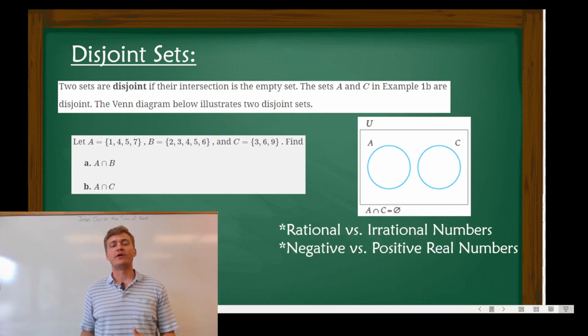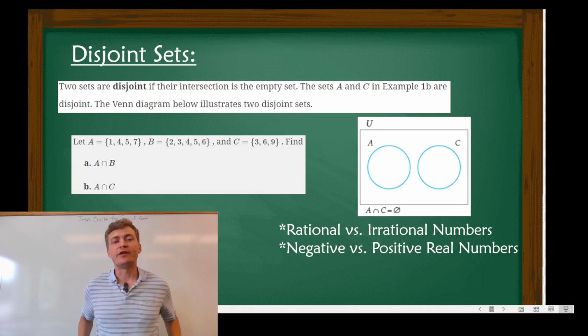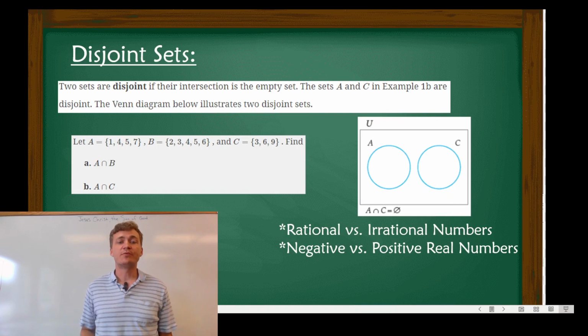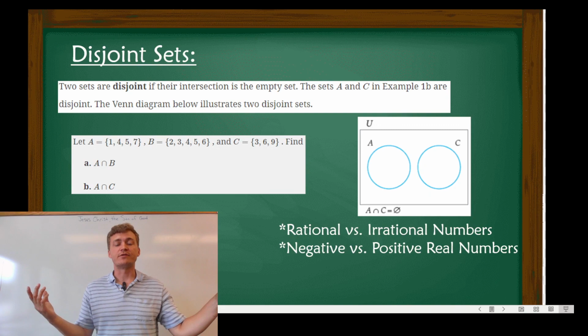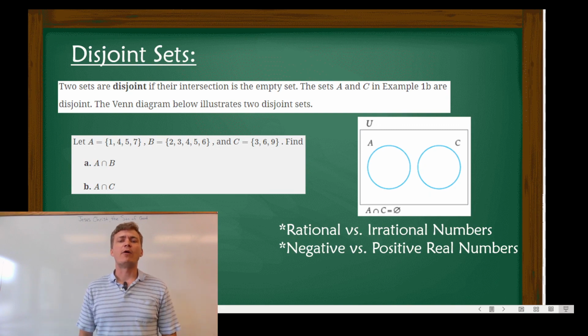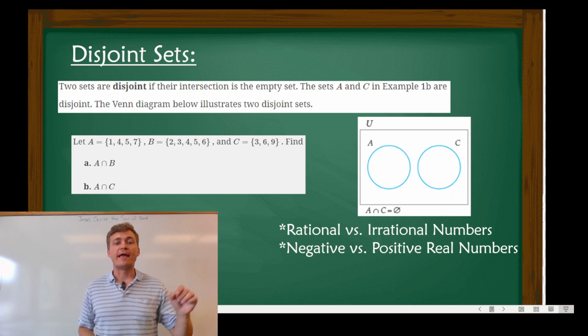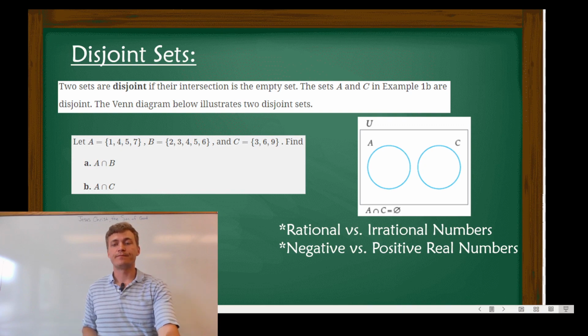Some examples that we could relate to our previous discussions are dealing with our sets of numbers. Say, for example, the rational and irrational numbers. Well, rational numbers can be written as fractions. Irrational numbers cannot. Therefore, rational and irrational numbers are disjoint. Every number in the rational will not be found in the irrational. They're disjointed. Likewise, our negative and positive numbers. Negative numbers live to the left of 0 on a number line. Positive numbers live to the right of 0. You will not find a number in both sets. Therefore, negative and positive numbers are also disjoint.